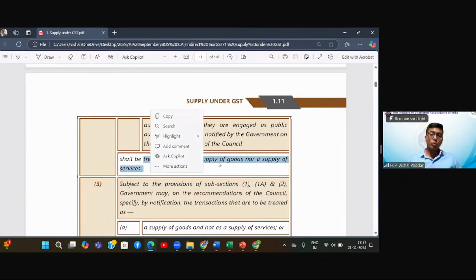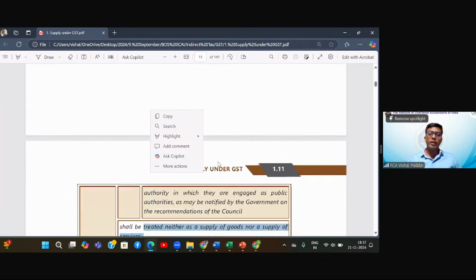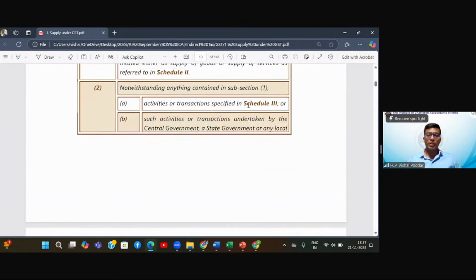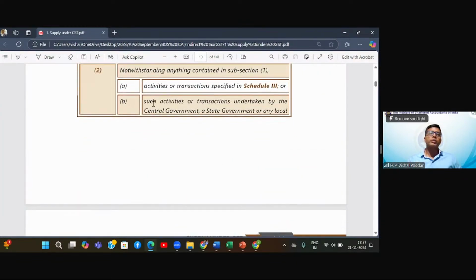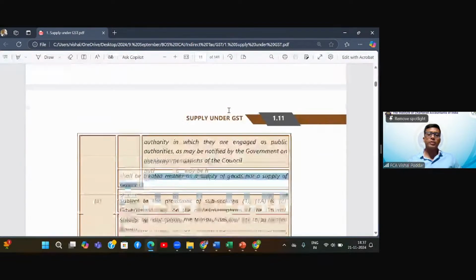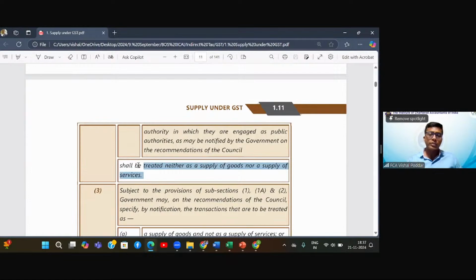So what we call no supply or the negative list can arise in two ways. One, because it is covered in Schedule 3, or two, because these are activities or transactions undertaken by the central government, state government, or local authority, which are specifically regarded as no supply transactions. So if one of these happens, your transaction is no supply.